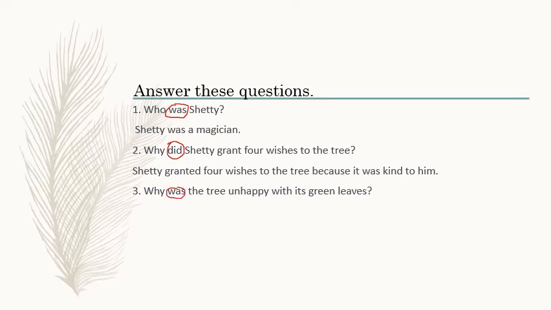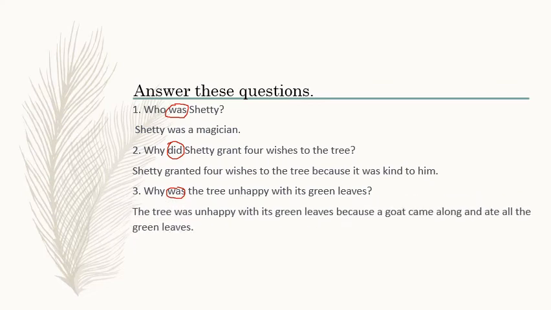So the tree was unhappy with its green leaves. I hope you have remembered to link up our answer with the question only. So we are doing the same. The tree was unhappy with its green leaves because a goat came along and ate all the green leaves. Okay, so here the answer is: the tree was unhappy with its green leaves because a goat came along and ate all the green leaves.